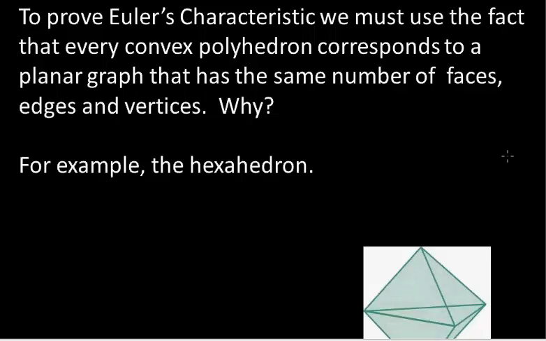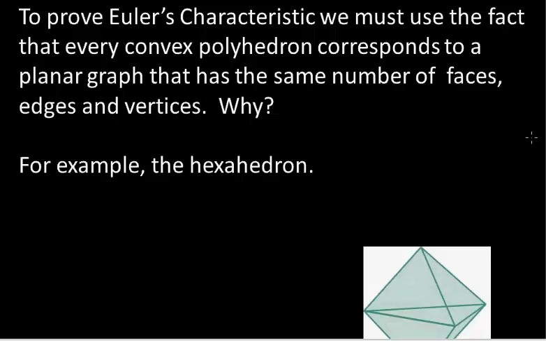To prove the characteristic holds for those, we must use the fact that every convex polyhedron corresponds to a planar graph that has exactly the same number of faces, edges, and vertices. Now, why will this be all we need to do? Well, the reason is because you know that every planar graph satisfies Euler's characteristic. So if we know that there is a corresponding planar graph to each convex polyhedron with the same number of faces, edges, and vertices, then we're done. We know that the characteristic will hold for all of them.